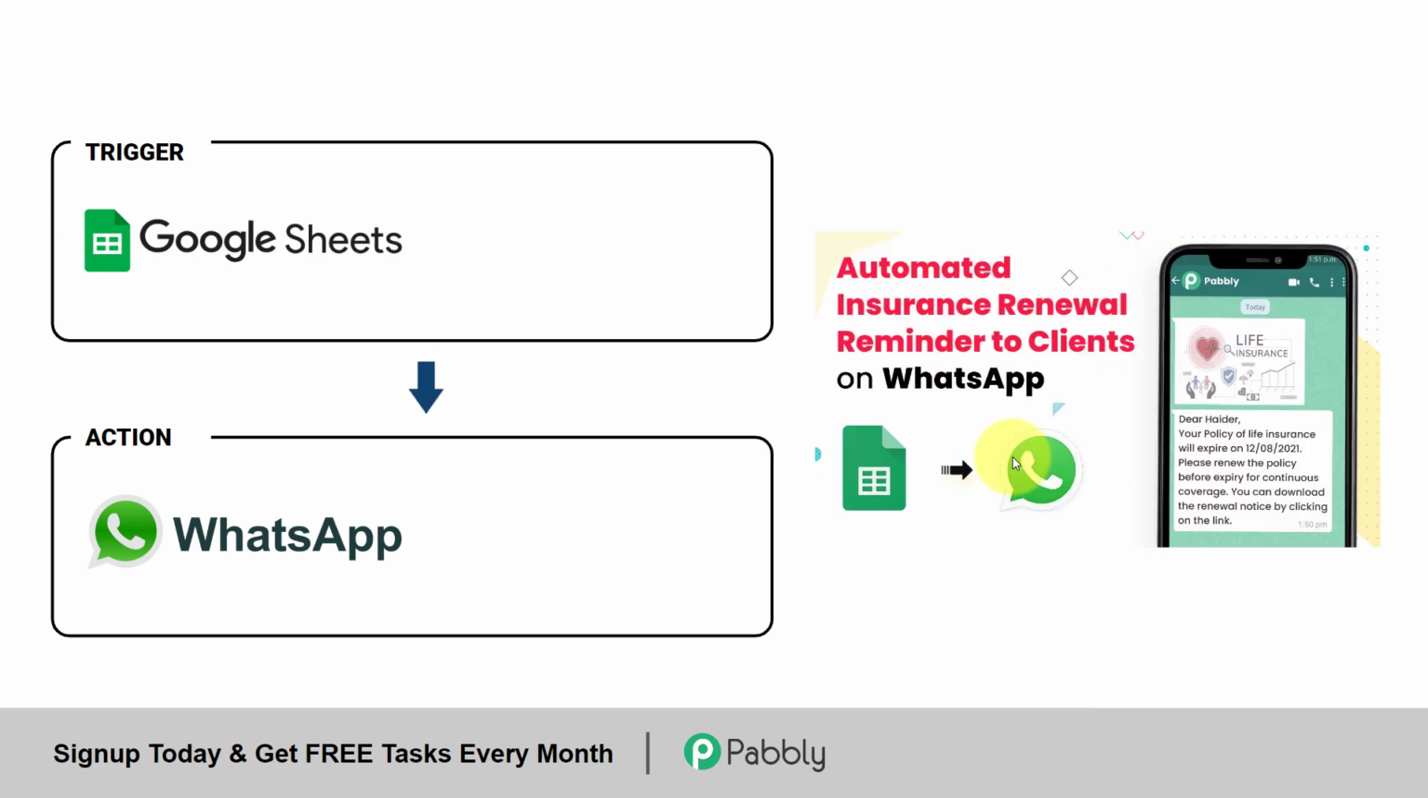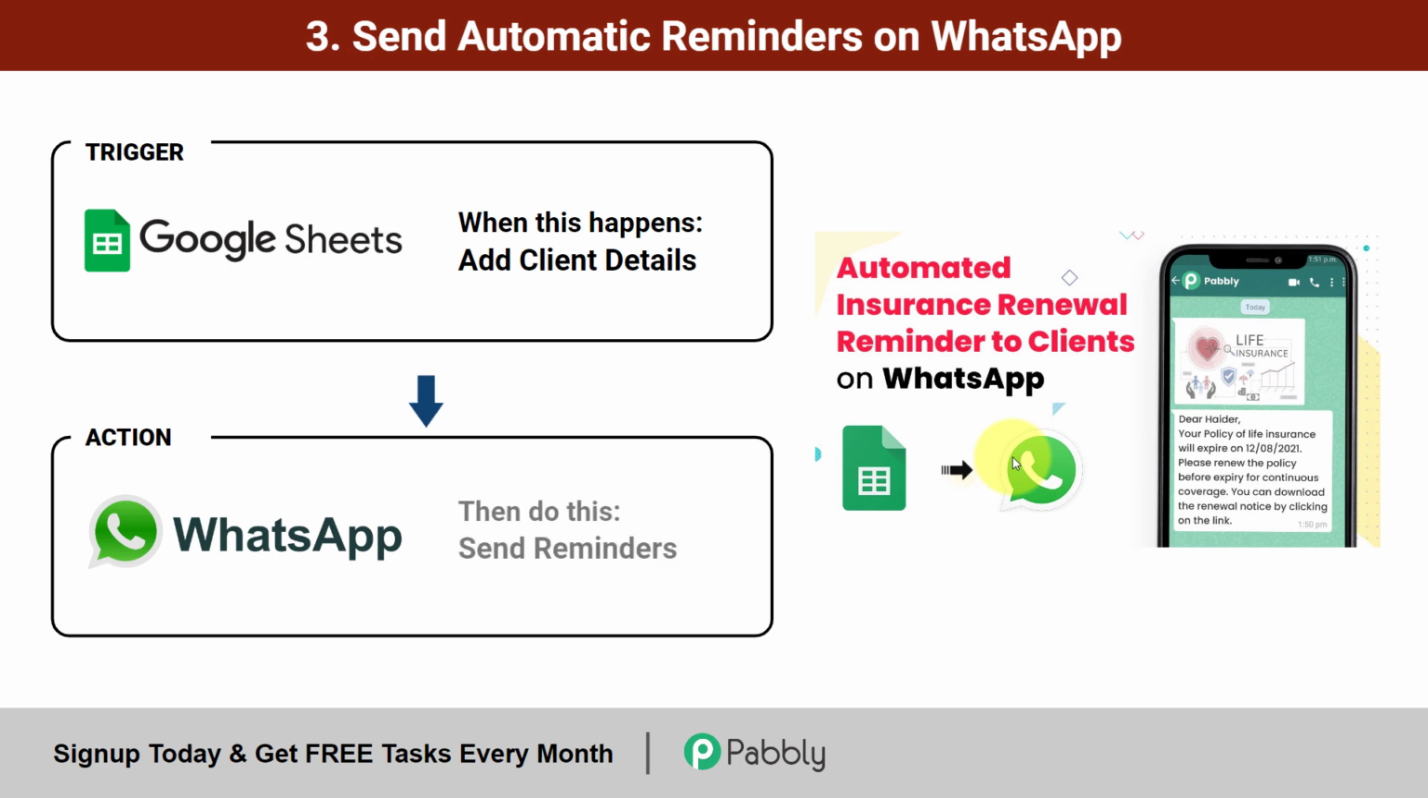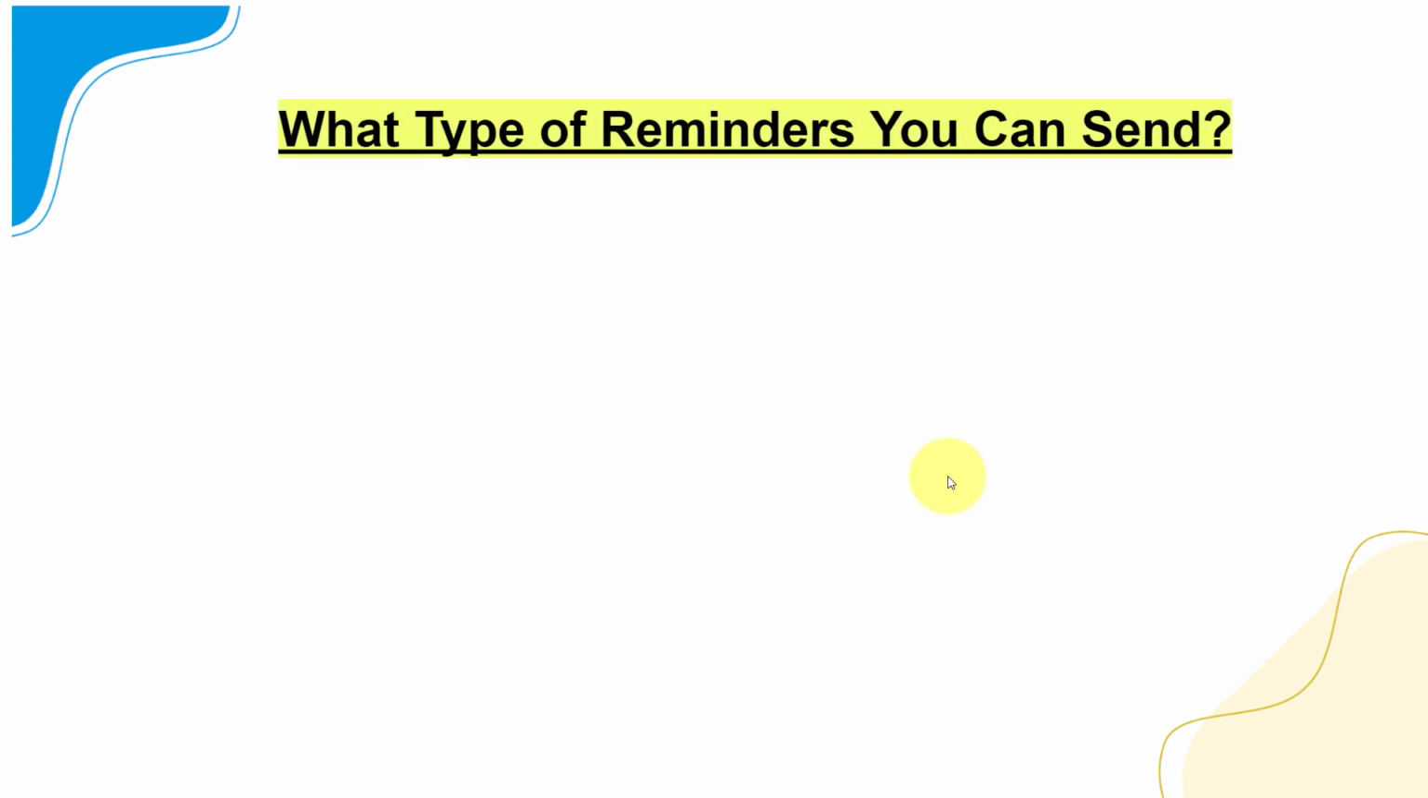Okay, moving further, we have another automation in the list, which is how you can send automatic reminders on WhatsApp before the due date. Yes, it is possible. If you are maintaining your customers' or clients' data in Google Sheets, now onwards you can start sending automatic reminders to your people. Let me show you what type of reminders you can send using this Google Sheets and WhatsApp automation.